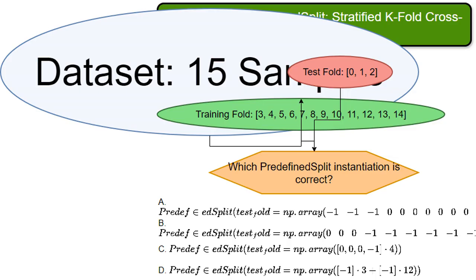We're working with a dataset containing 15 samples. Think of these as 15 individual data points, each with features and a label. This is the total number of data points we will split into training and testing sets.